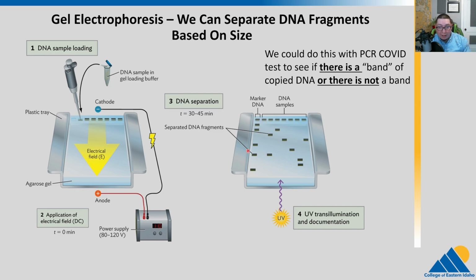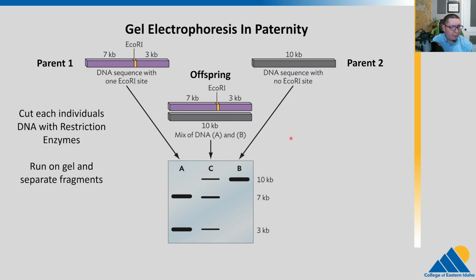So that seems really simple. It's actually a little bit more tricky than that. We will do this in class, but we're separating DNA based on size here. And we can compare these different things, like these two pieces are the same. Maybe they came from the same person or something like that. So let's look at an example of how you would use that in, say, paternity. So we have two parents.